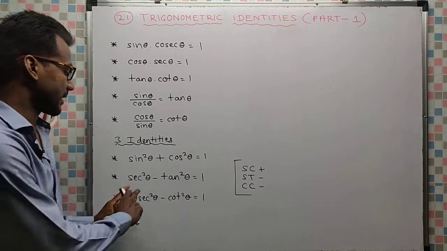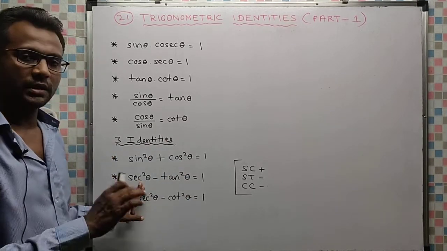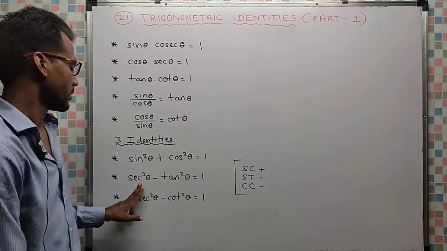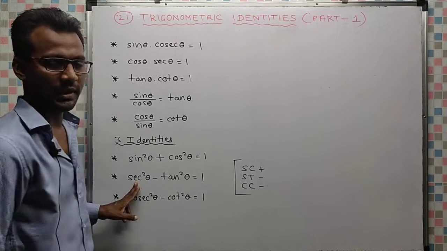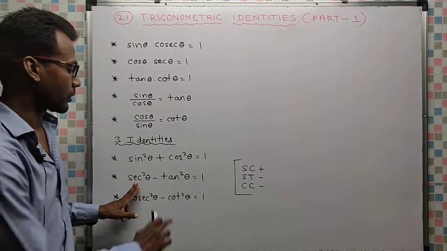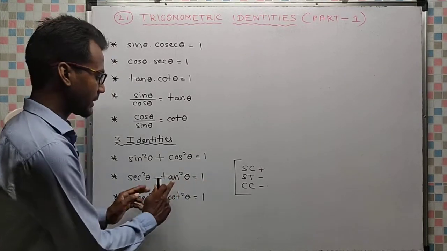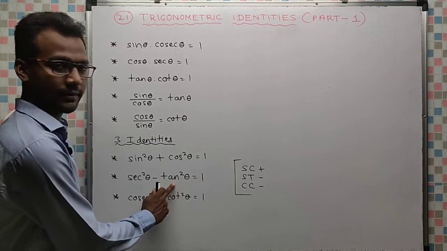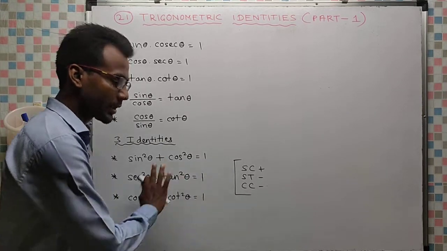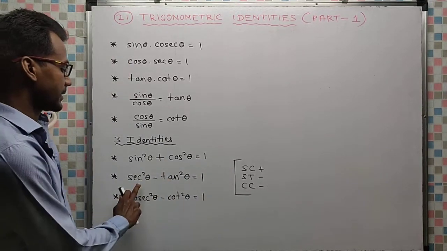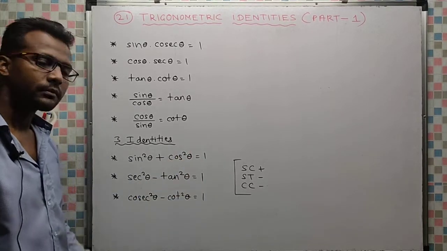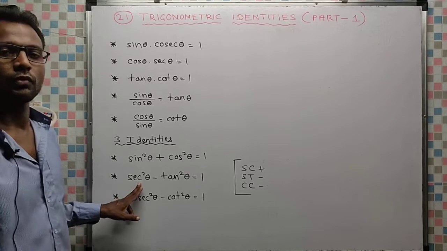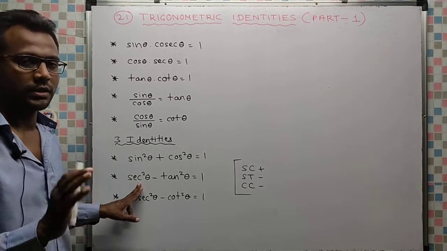Look at the second identity. Sec square theta minus tan square theta is equal to 1. So sec square theta simply should be 1 plus tan square theta. Or what will be simply tan square theta? If I take this minus tan square theta to the right and 1 to the left, I will get sec square theta minus 1 is equal to tan square theta. So in place of tan square theta, we can put sec square theta minus 1.